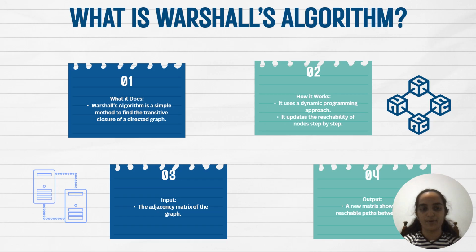What is Warshall's algorithm? Now how do we compute the transitive closure? We use Warshall's algorithm, a classic and simple method. Warshall's algorithm uses dynamic programming to update reachability step by step. It starts with an adjacency matrix of a graph. The output is a new matrix that shows which nodes can reach which other nodes.